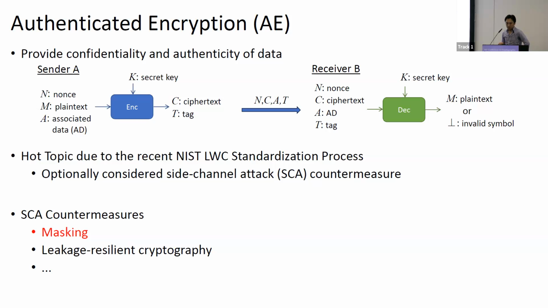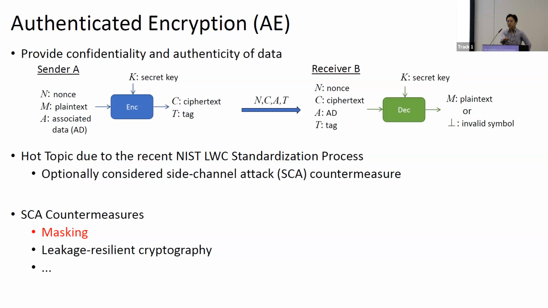So, let's start with introducing the authenticated encryption, or AE. AE is a symmetric key algorithm that provides confidentiality and authenticity of data. At the beginning, the sender and receiver share the secret key, and then the sender uses the encryption algorithm that takes the secret key, nonce, plaintext, and associated data, or AD, and returns its ciphertext and authentication tag. And these values are sent to the receiver.